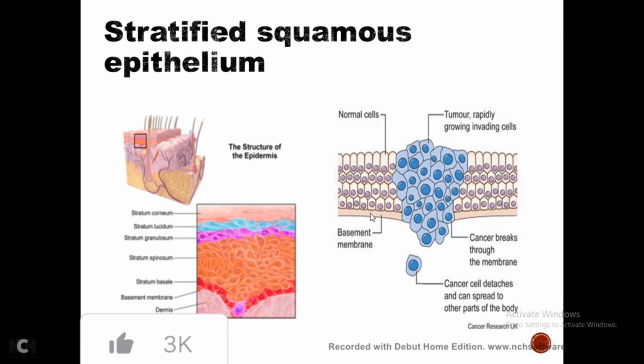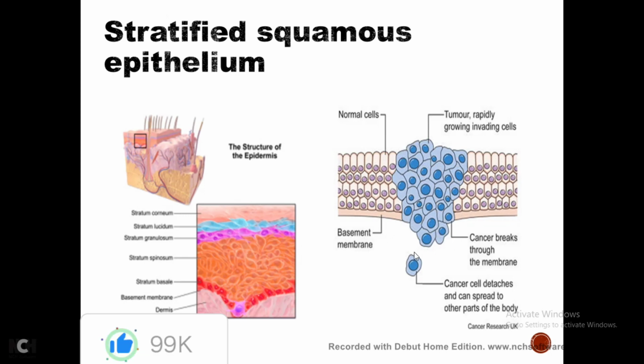That is high-grade dysplasia. If it involves only the lower third, it is mild dysplasia. If it involves the middle third, it is moderate dysplasia. When it involves all the 3 layers, it is known as high-grade dysplasia or carcinoma in situ. They are interchangeable terms.